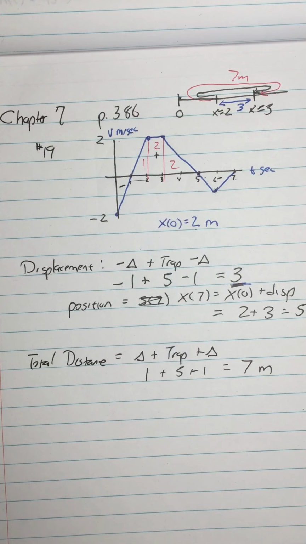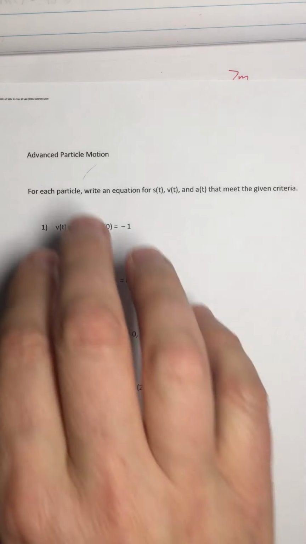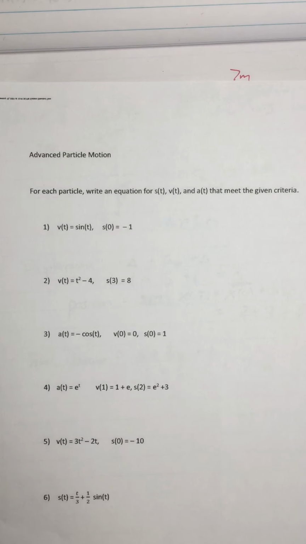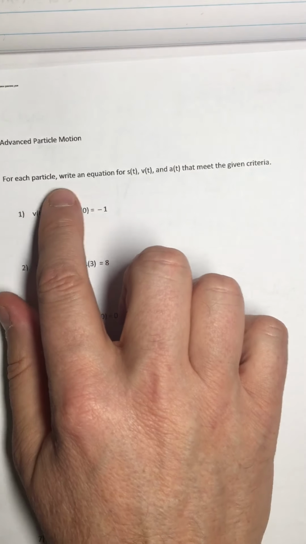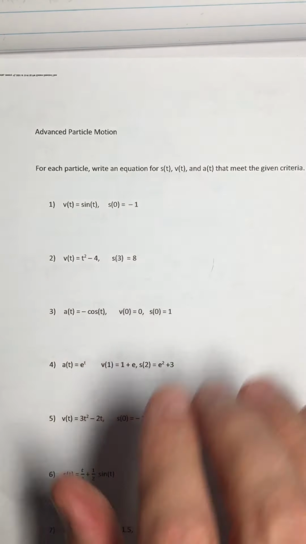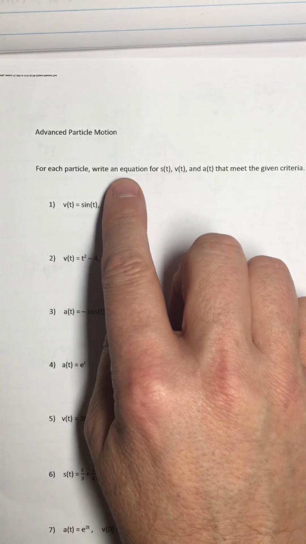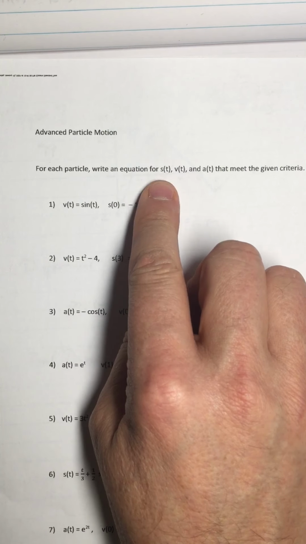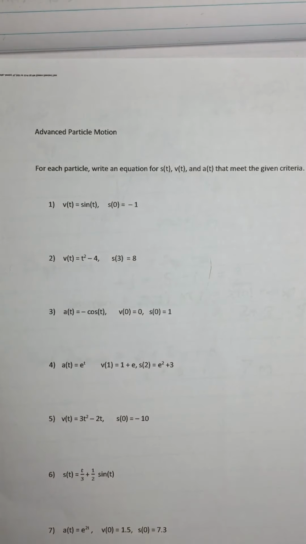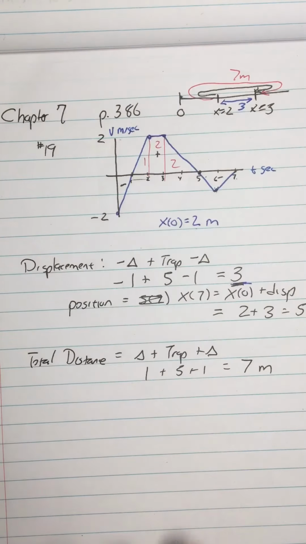So the next thing we're going to do is look at this other worksheet that I made up many, many years ago called Advanced Particle Motion. This time, it's not asking where the particle is or what the total distance traveled is. It's asking you to write an equation for S of t, V of t, and A of t. So that's going to require some special new considerations too. So that's what we're going to do next. This is page 386.